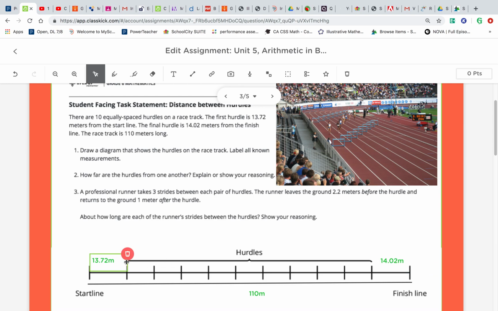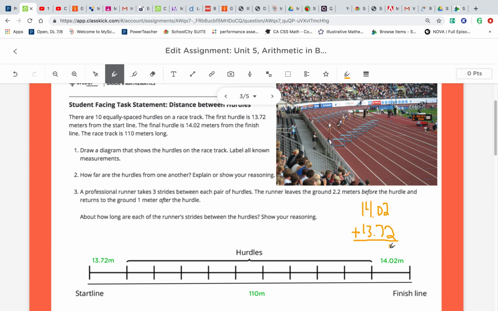So what I like to do is think about how much total I'm going to have to subtract. I'm going to have to take 13.72 out and 14.02 out. So I need to subtract both of those. I'm going to take 14.02, and then I'm also going to subtract out 13.72. Even though we are subtracting these from 110 meters, the purpose of adding them here is so we can see how much total we're going to end up subtracting. So we've got to first get the total that we're going to subtract, and then we subtract.